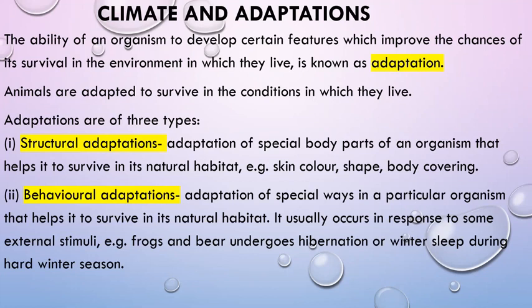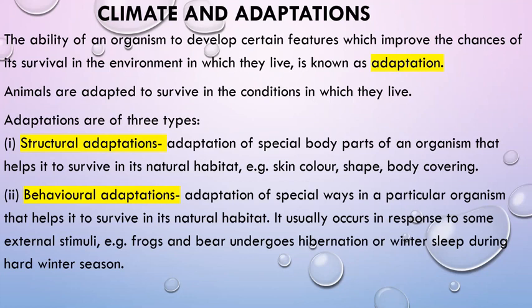We find that plants and animals develop certain features and habits that help them in living under that particular climatic conditions of their habitat. Animals are adapted to survive in the conditions in which they live. Basically, adaptations are of three types: structural adaptation, behavioral adaptation, and physiological adaptation.